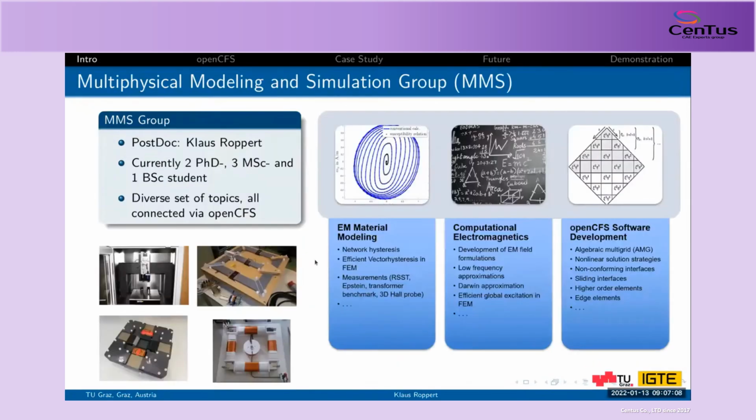So in my research group, we're mainly concerned with three types of topics or research fields. First of all, the electromagnetic material modeling, where we're currently conducting research into some efficient vector hysteresis models, then the computational electromagnetics, where we're developing formulations for electromagnetic field problems, mainly for low frequency approximations.